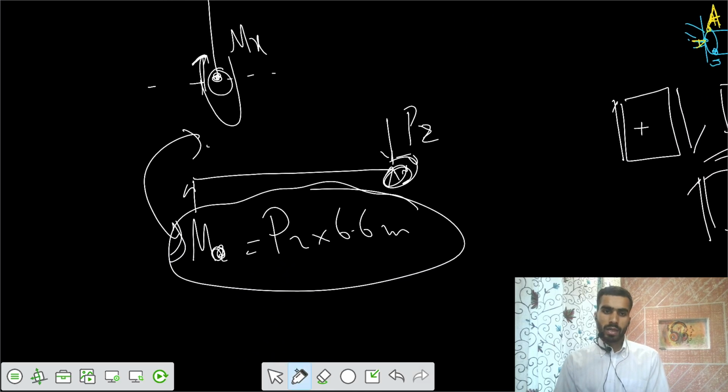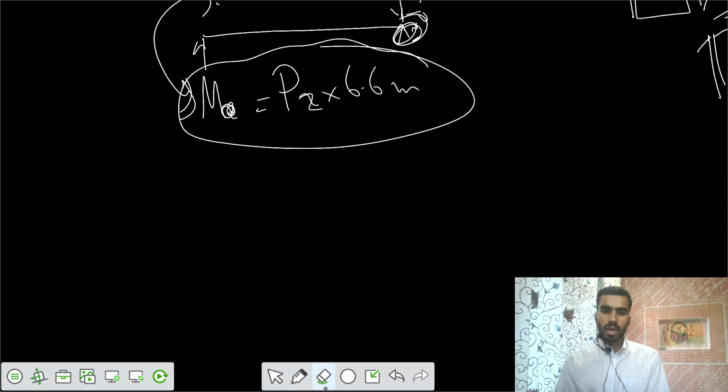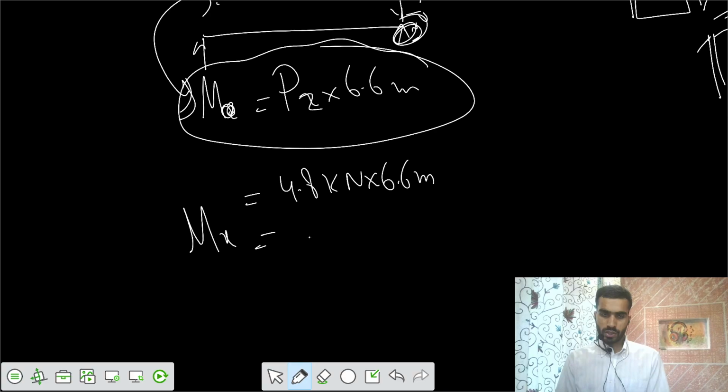Moment Mx equals Pz into 6.6. That equals the value of 4.8 kilonewton into 6.6 meter. So the moment in the x direction is a bending moment. This is a bending moment, not torsion. So the bending moment in the x direction equals 31.68 kilonewton meter.